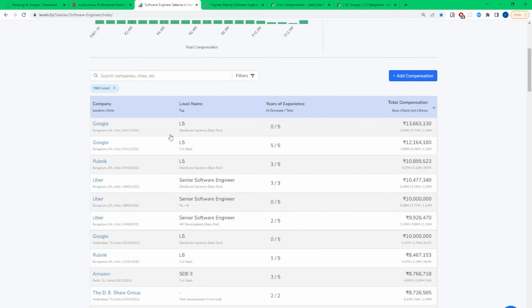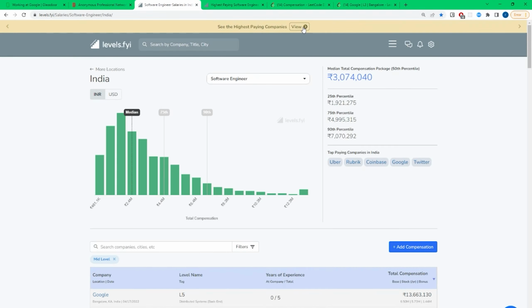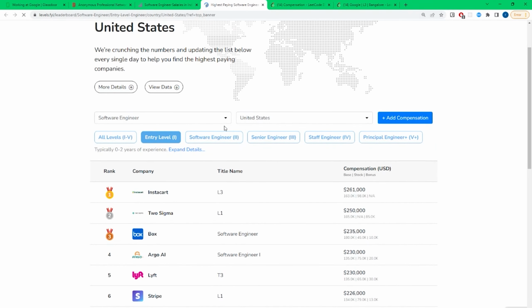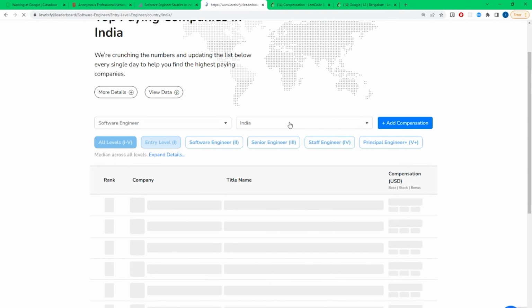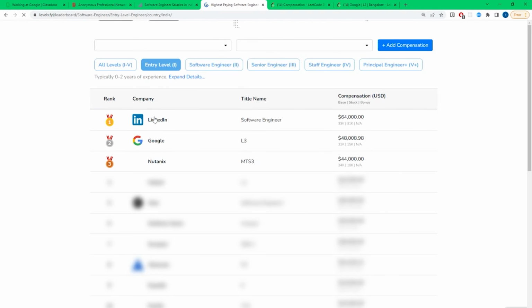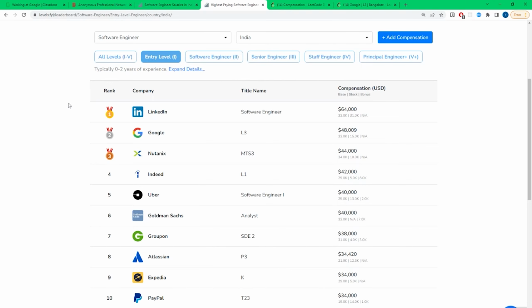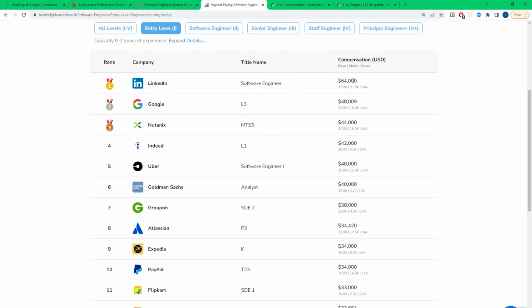But that being said, I think while negotiating, you should always give a salary number which is quite close to the maximum salary they have given before, and see the highest paying companies based on country. So let's say I'll pick India, software engineer level 1. I've picked India and the role is software engineer. So for entry level engineering, you can see that these numbers are based on USD, but you can do a quick conversion into 75 or 77, whatever the current rate for the USD is.